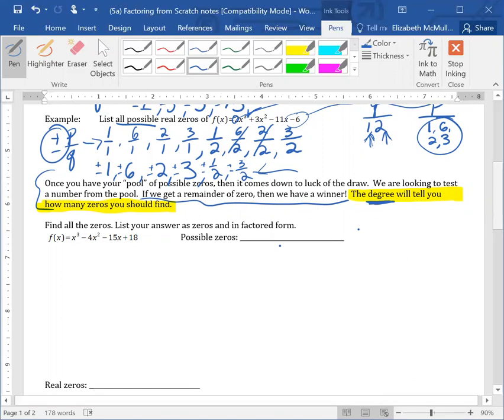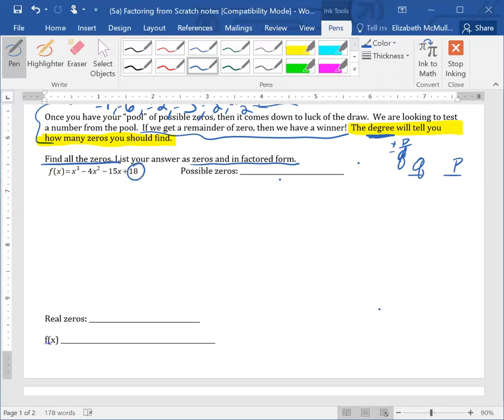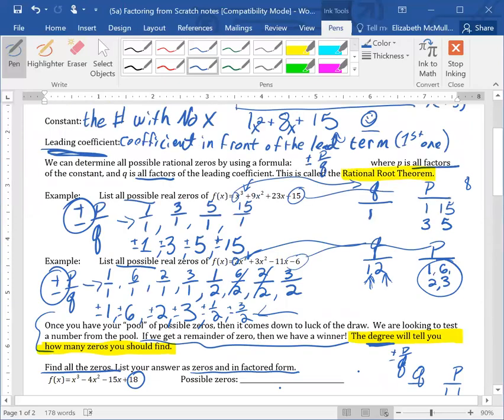So let's look at our first example. It says find all the zeros. List your answer as zeros and in factored form. We're going to come back to that in a second, but it says find all the zeros. So first we're going to start with our possible zeros. And remember, possible zeros is plus or minus p over q. So let's list all of our p's, let's list all of our q's, and then we can do our division. Our p's, remember, are all the factors of our constant. So 18. Factors of 18 are 1 and 18.